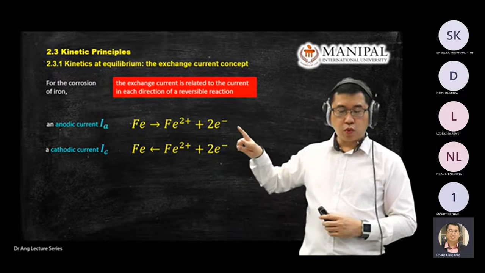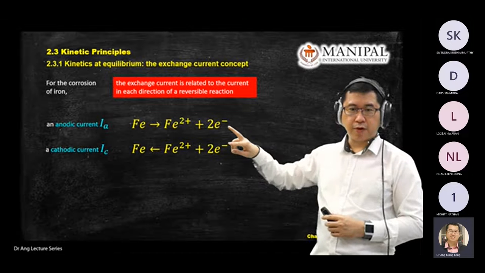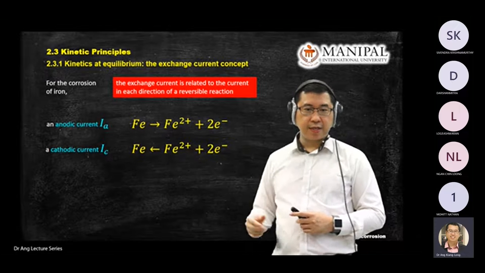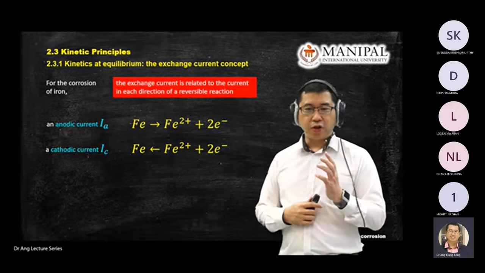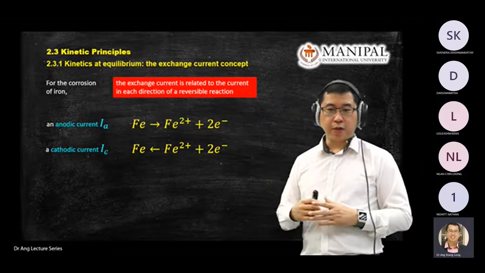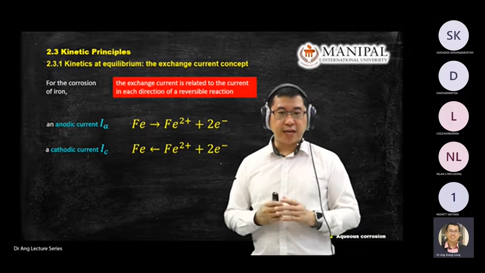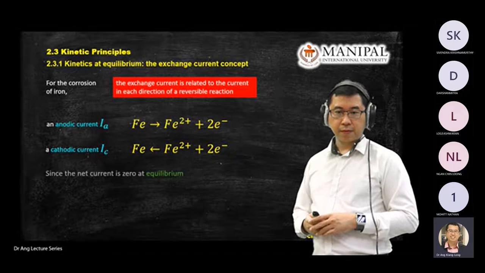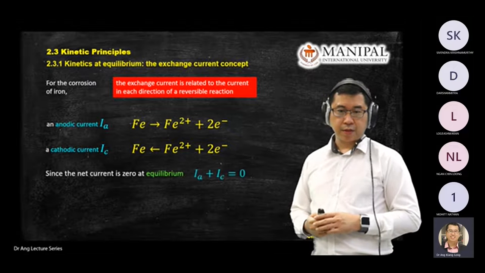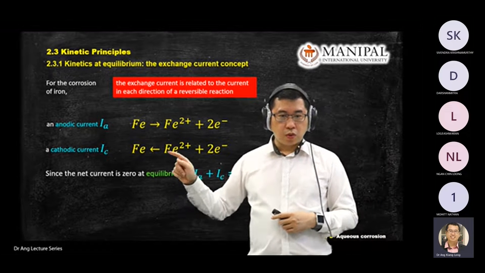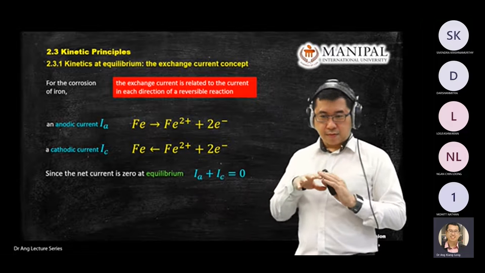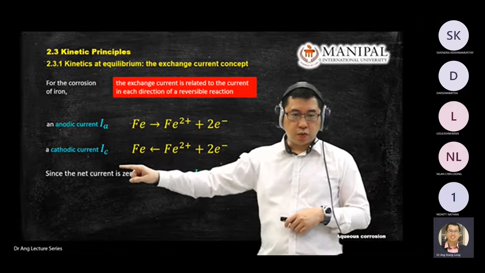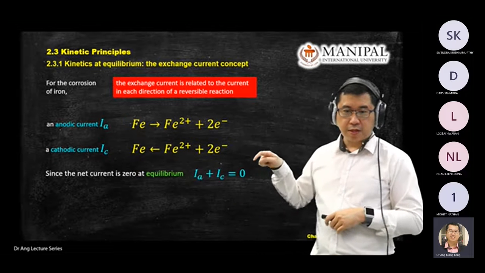Okay, so these are the two concepts that you learn today that involve a chemical process that involves current. We now talk about current and not V. We're not talking about potential V anymore, but we talk about current now. Okay. So to have an equilibrium stage or equilibrium condition, these two must be zero.